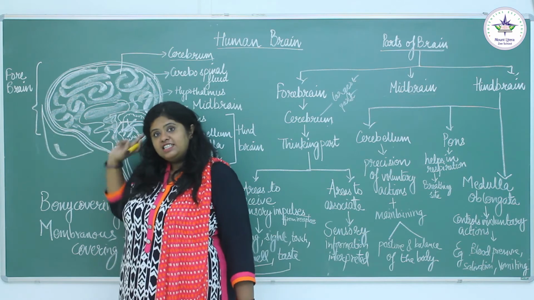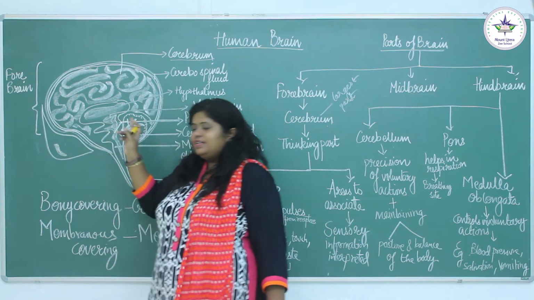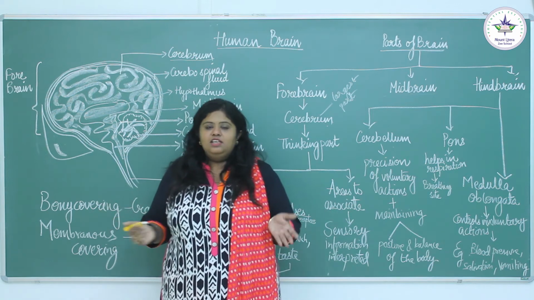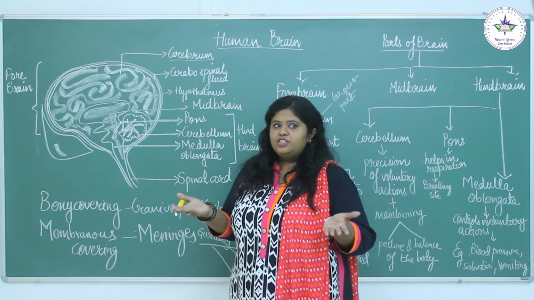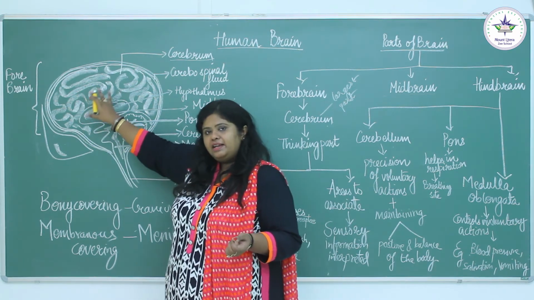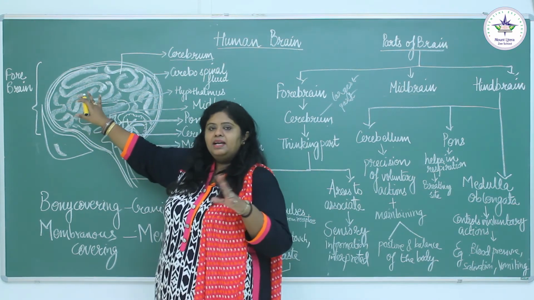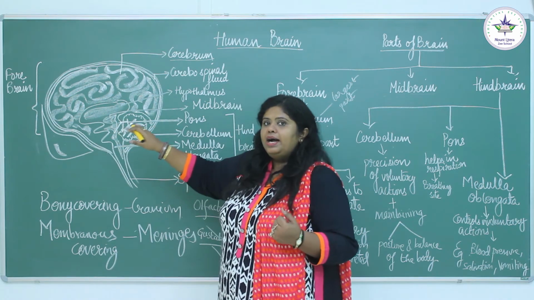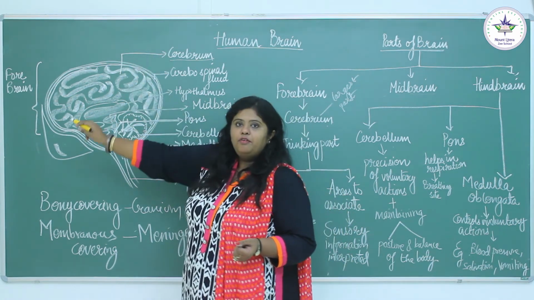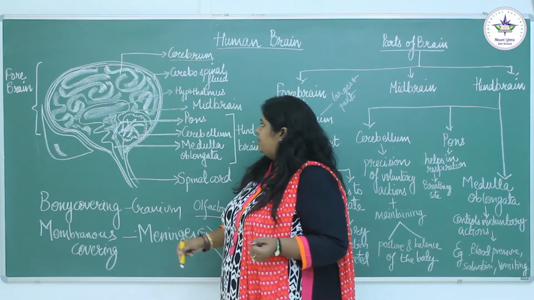It is the largest part of the brain and the structure is something like the inside of a walnut. Have you seen a walnut? If you break open a walnut, the structure is similar to the forebrain. It has the grey areas and the white areas, but again we will be studying about this in the higher classes. So the cerebrum is your forebrain, the thinking part of the brain.